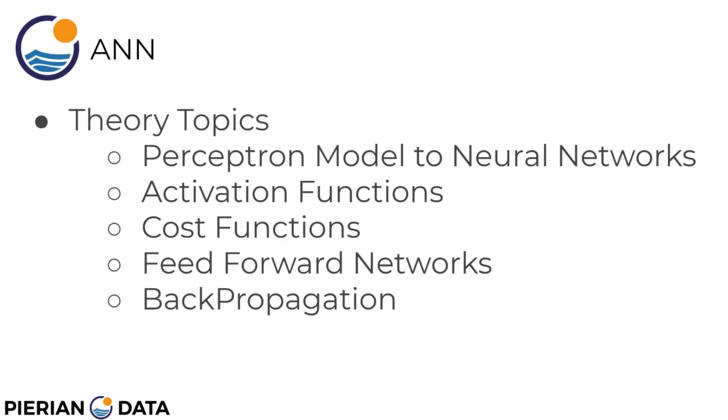And then we'll talk about specific theory topics behind neural networks and how they work. Things like activation functions, cost functions, how we can use a neural network to feed forward information and data points through the network, and then how we can adjust weights and biases in our network through backpropagation.